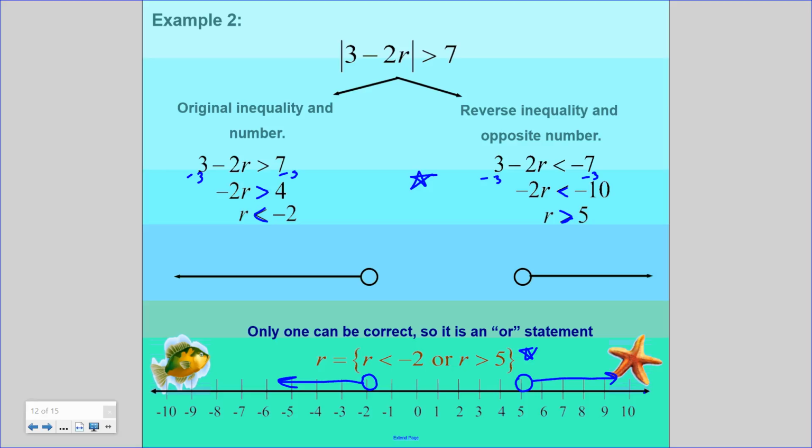So you can write your answer like this, or you can write it with one r in the middle, negative 2, 5, and it's opening to negative 2, it's opening to 5. So this is another correct way to write this solution set.